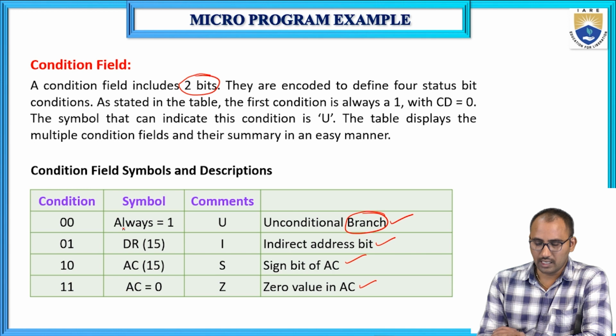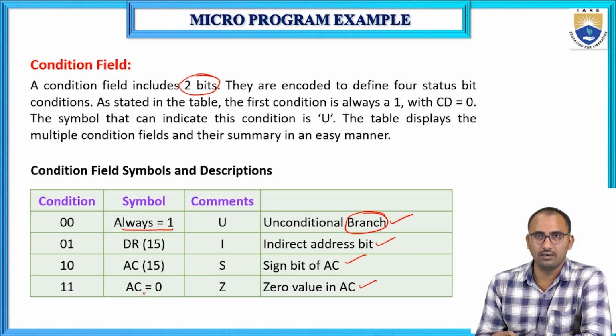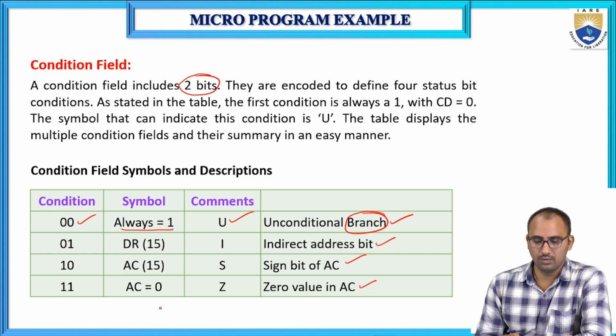For that, the condition is always equal to 1, always true. So it can be the unconditional branch. It is represented with the symbol U, and the condition is 00. So both condition field bits should be 0 in order to perform the unconditional branch. The next condition is 01. 01 represents the indirect address bit.